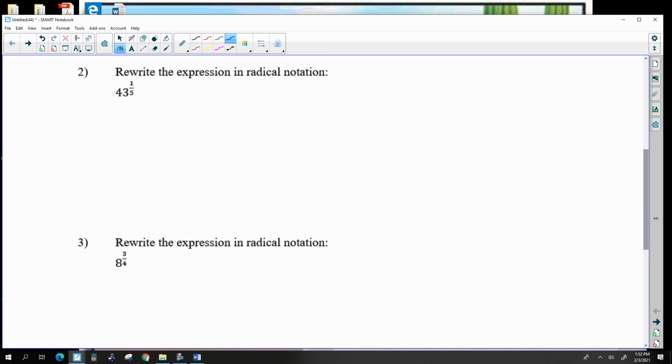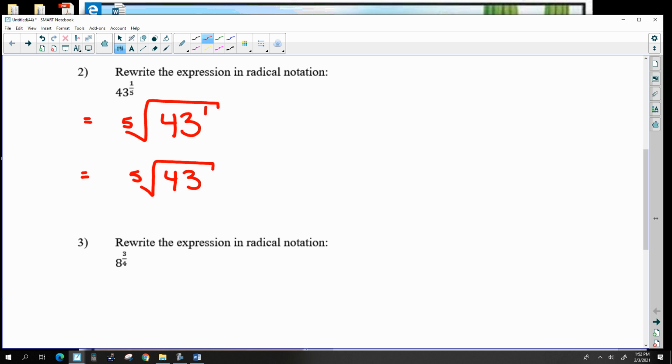Rewrite this in radical notation. I see that this is 43 to the 1st power, and this is going to be the 5th root of that. Usually you don't see things written to the 1st power like this, so most often you'll see this as the 5th root of 43.